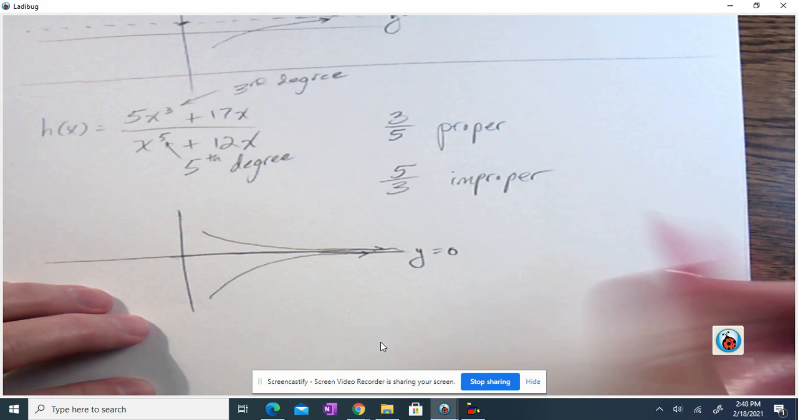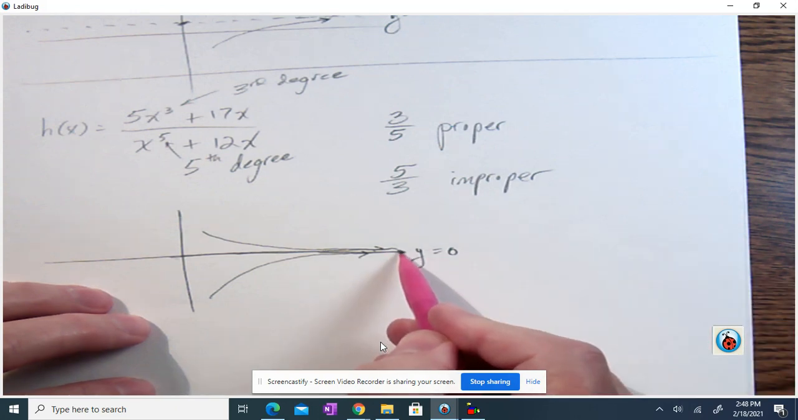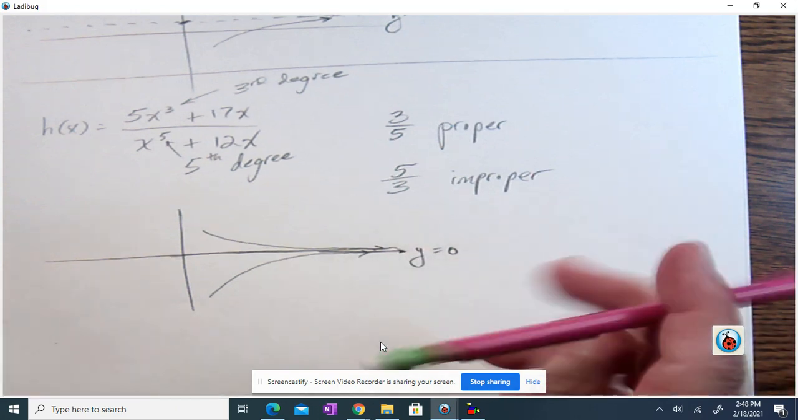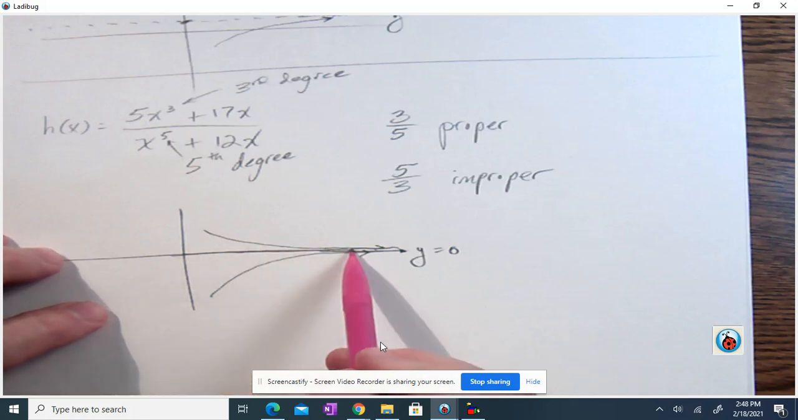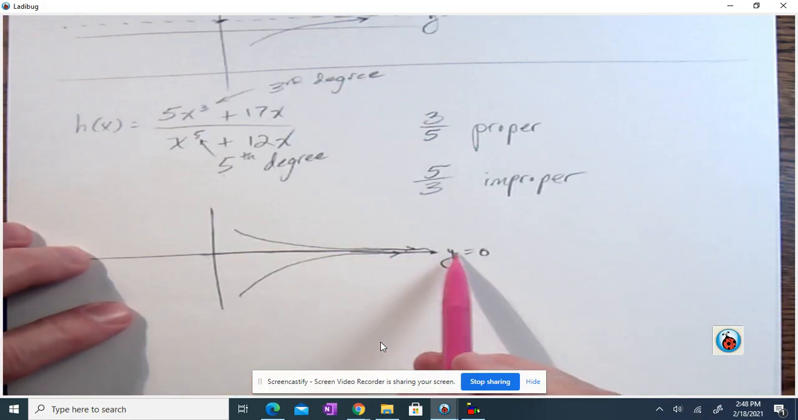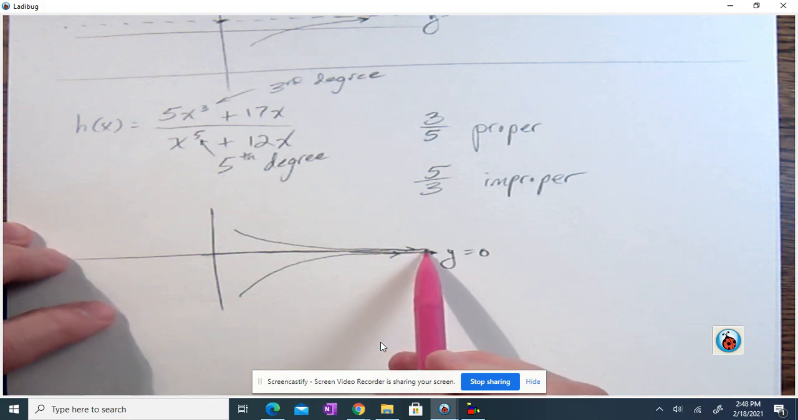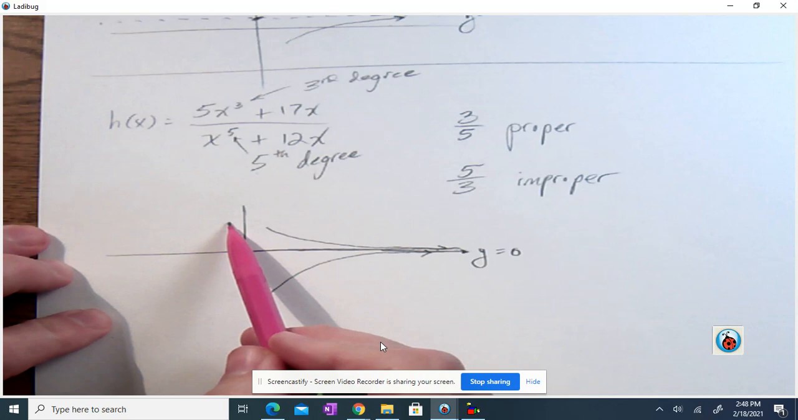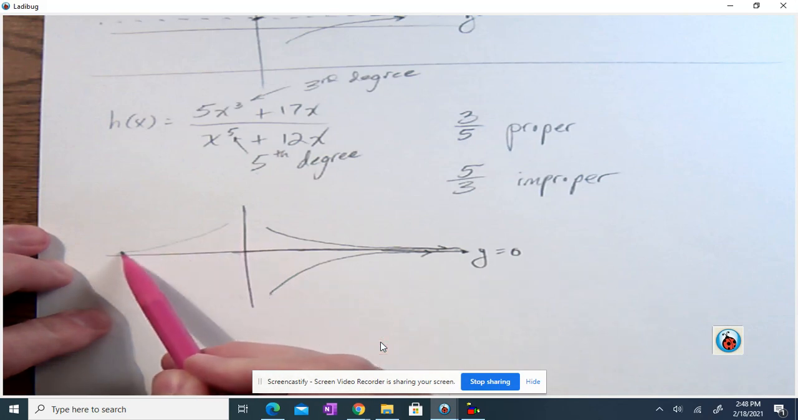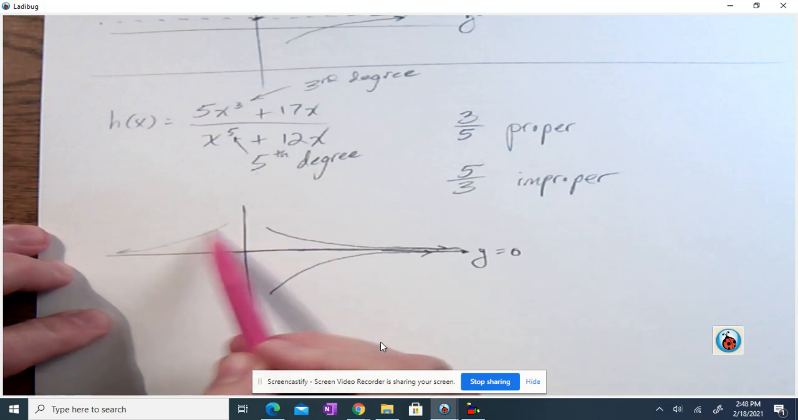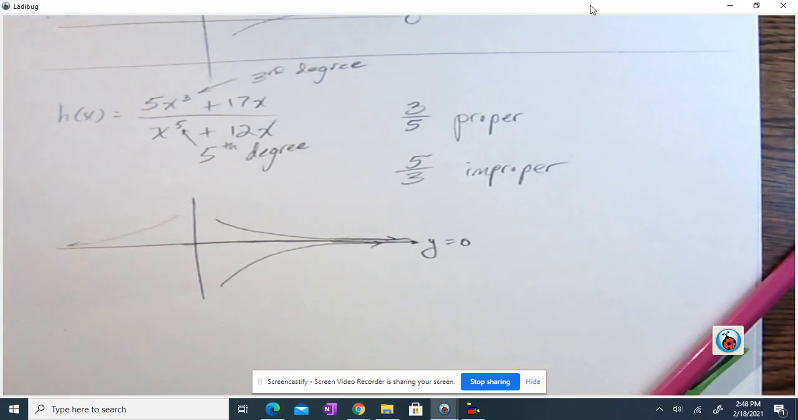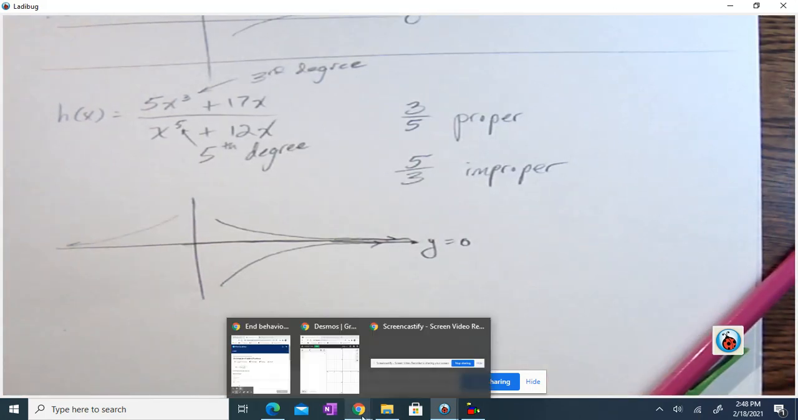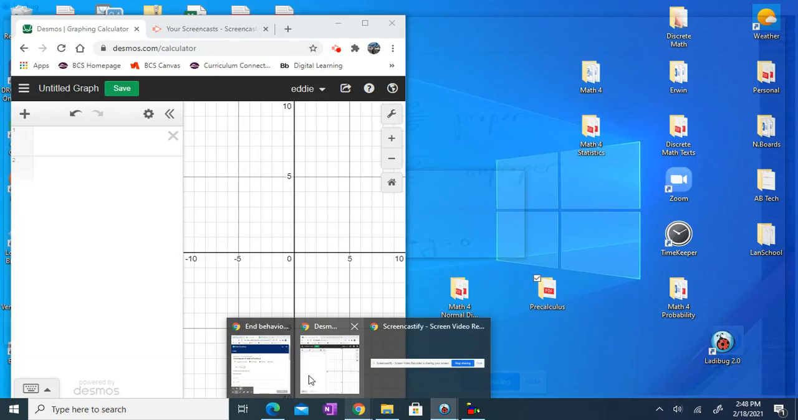But what's certain is the x-axis, which we call y equals 0, right? That's the equation for the x-axis, is going to be an asymptote, which means as x goes to positive infinity, y is going to tend to go to 0. It's going to approach 0. And as x goes to negative infinity, y is going to approach 0 as well. Okay, so now let's take a look at the actual graph.